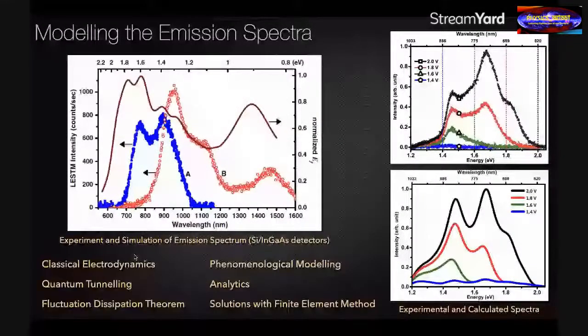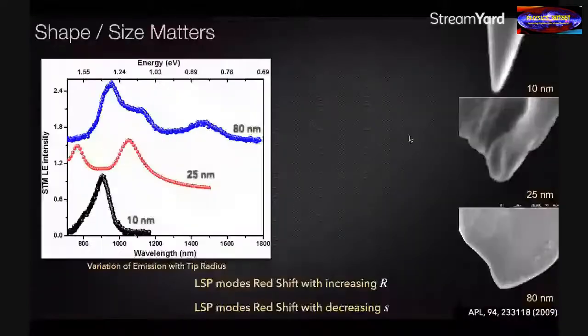For example, in these two panels on the right hand side, the top is an experimental spectra, and the bottom is a calculated spectra based on a phenomenological model that we have developed. Some of the features we understand very well, and how to control them. But there are some other properties which we don't understand, and which are under active investigation. We also do understand that the shape or geometry of the system is of vital importance.